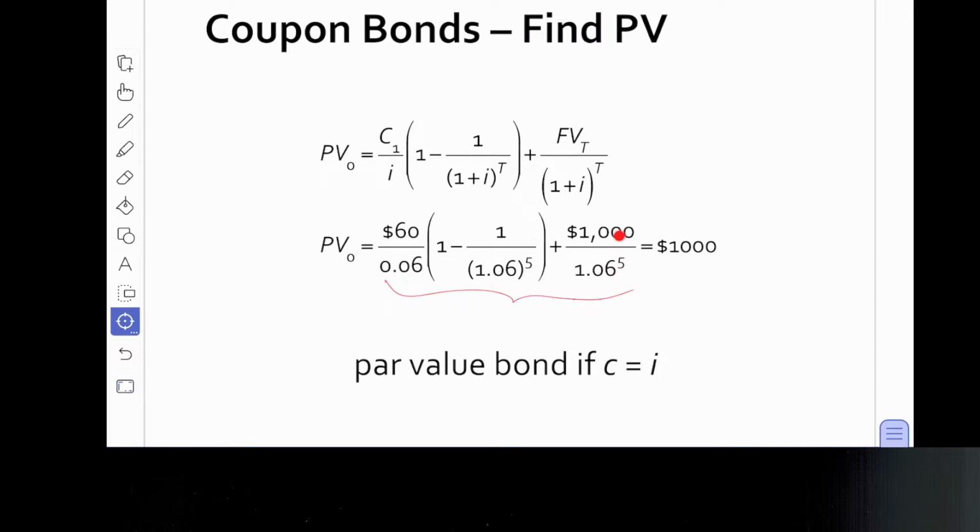You don't have to punch this in with your scientific keys. Use your finance keys, the TVM row. And what you're going to find is the price is 1,000. So try that. And then think about it a little bit. Think about what that means.